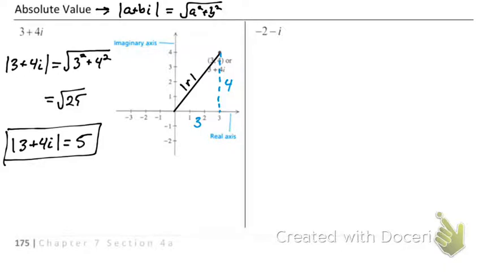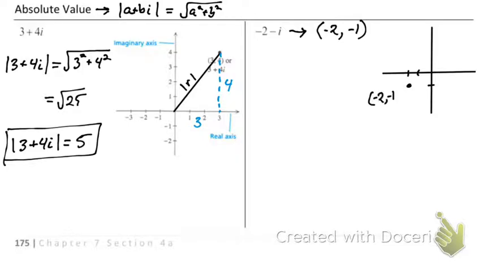All right, our next one, we have negative 2 minus i. Well, the components of that would be a negative 2, a negative 1. If I drew a picture of that, it would look something like this. Negative 2, negative 1, maybe that point right there. And with our triangle that we could draw, we'd have a base of 2 and a negative 1. Once again, it's just a squared plus b squared equals c squared.